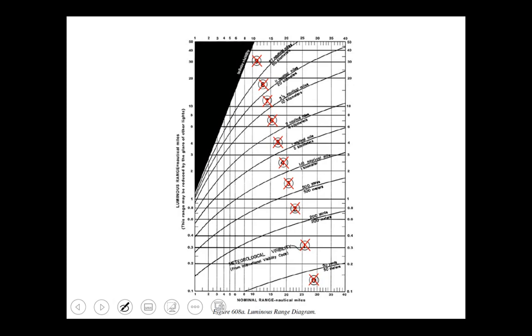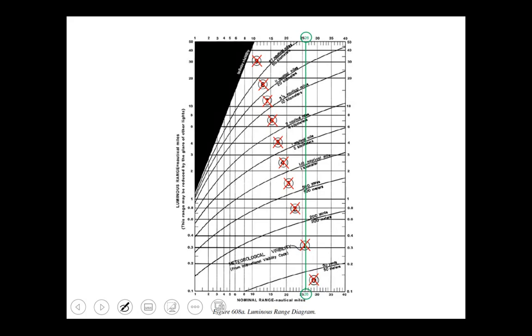So first we're going to start off with, we were given a nominal range, which we're going to input on the x-axis, of 26 nautical miles. So start from the bottom, find 26, and then we're going to draw a vertical line straight up, connecting it to 26 at the top. Now we need to apply the meteorological visibility.